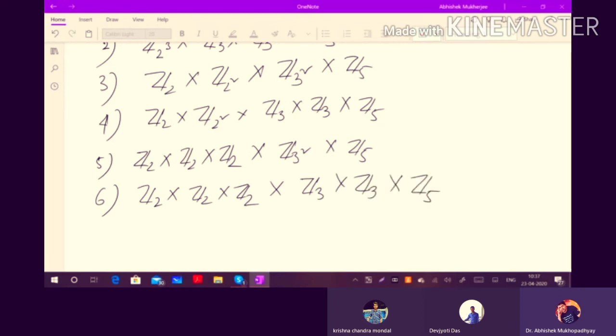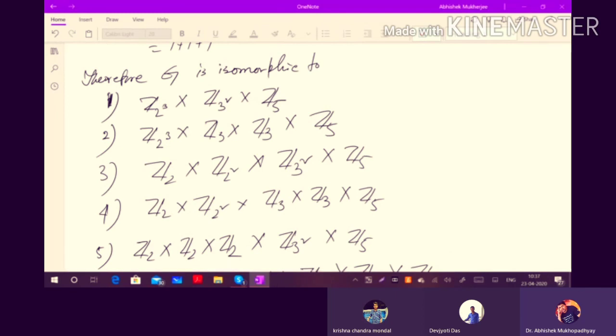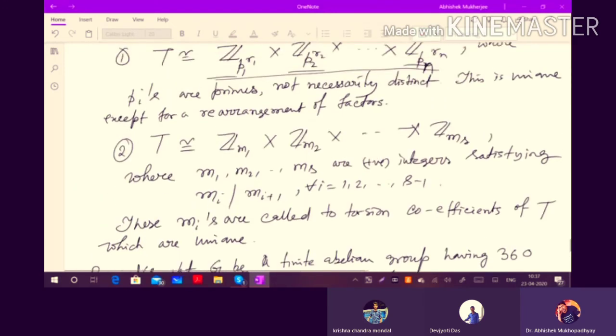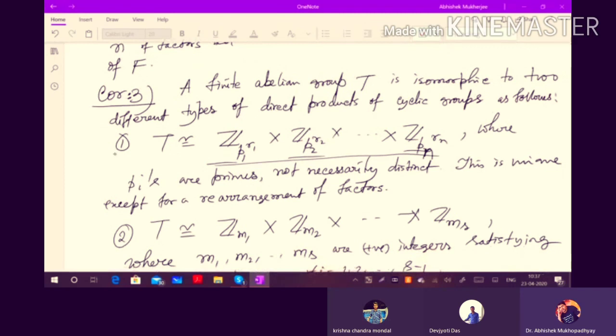So G will be isomorphic to one of these following. That is, the possibilities of G, a finite abelian group of order 360, will be one of these groups. So there are 6 non-isomorphic groups. So this representation is due to corollary 3, representation 1, using the prime decomposition property of integers.